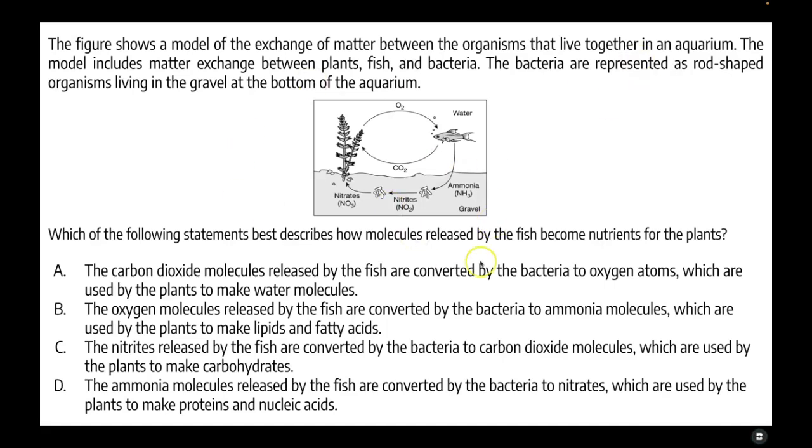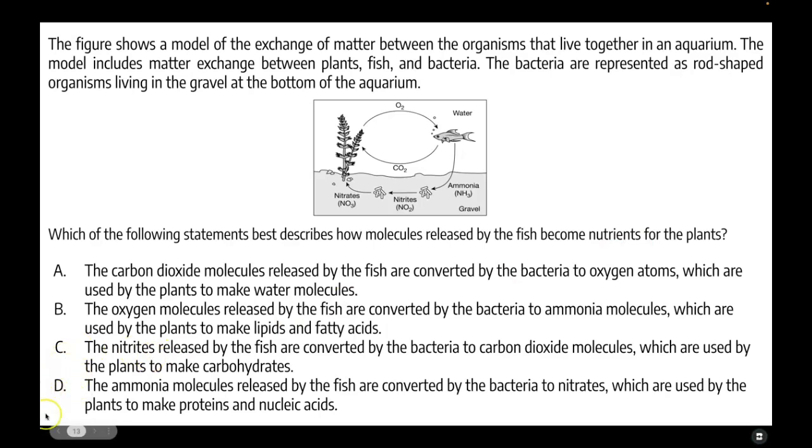Here you can see that there's an exchanging of material between the organisms. The bacteria are the ones right here that are representing the rod shaped. Go ahead and choose your best answer. Which of the following statements best describes how molecules released by fish become nutrients for plants? All right, I'll give you a second.